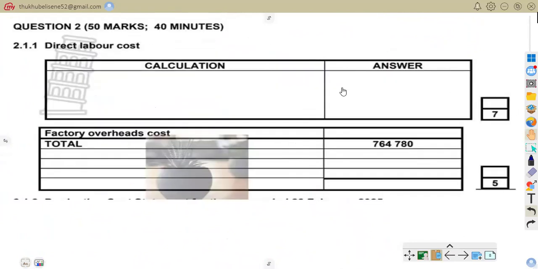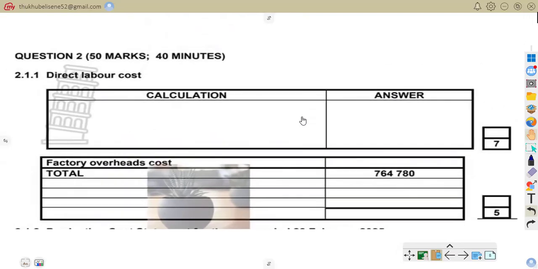So here is our answer book. As we now know how we came up with those amounts, we are just going to write it this way. We're going to say 10 times 2,000. 10 is the 10 workers, 2,000 is the hours that they worked, and the rate, remember, was 50. All in all, they give us 1 million.